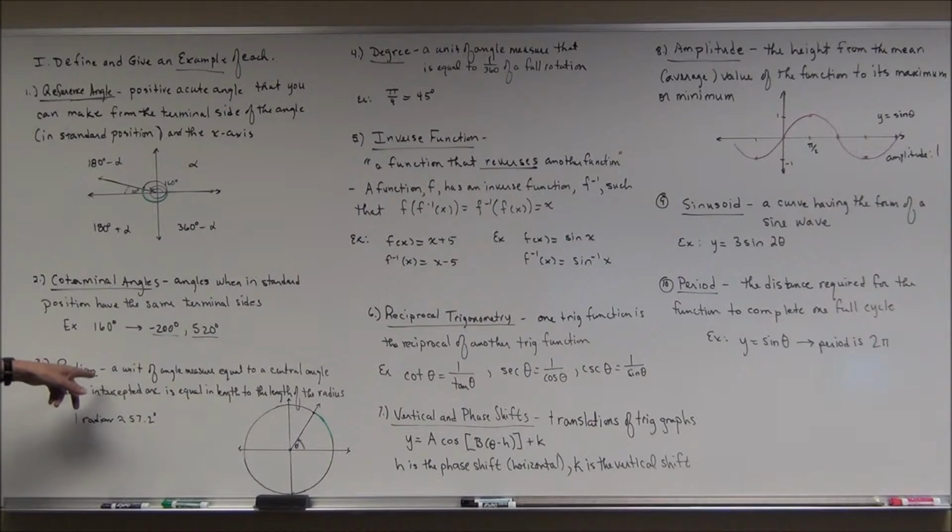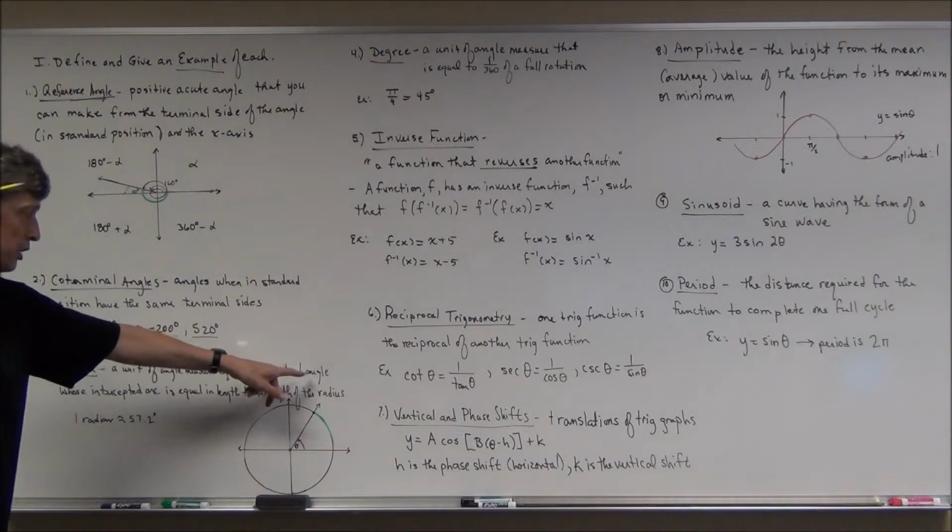Speaking of radians, a radian is a unit of angle measure. Just like feet is a unit of linear measure, a radian is one way that we can measure angles. And it is equal, are you ready, to the central angle.